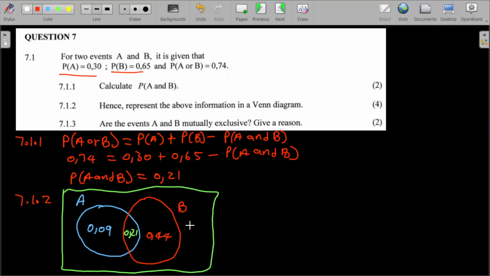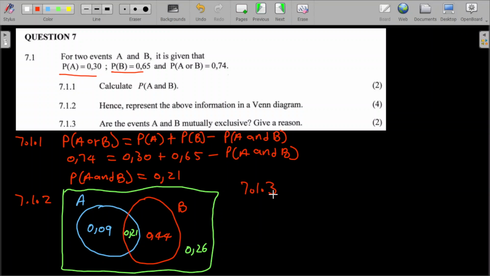0.44. Then remember also, we still need to find what is happening here outside, if there are people who didn't contribute in this event. So how to find that? We say 1 minus all that I have here, which is going to give me 0.26. So this is the Venn diagram that represents the information that we have.